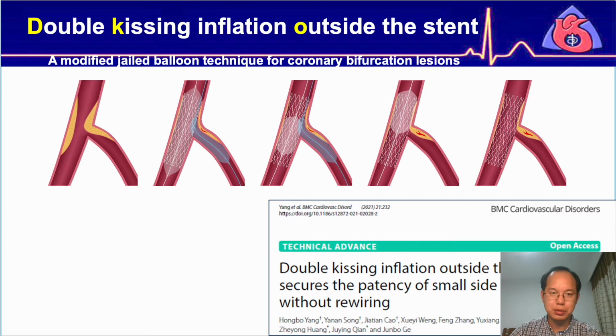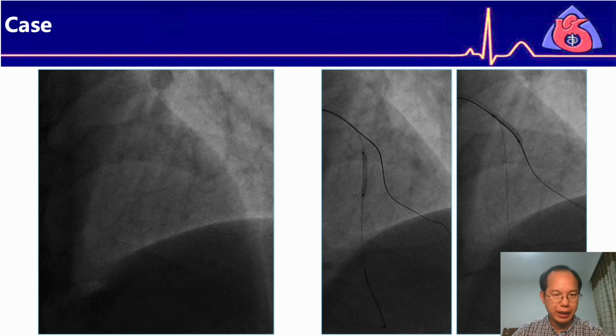There are two types of kissing balloon. The first is the kissing between the stent balloon and the gelled balloon. And the second kissing is between the post-dilation balloon and the gelled balloon. Now let's see a case.